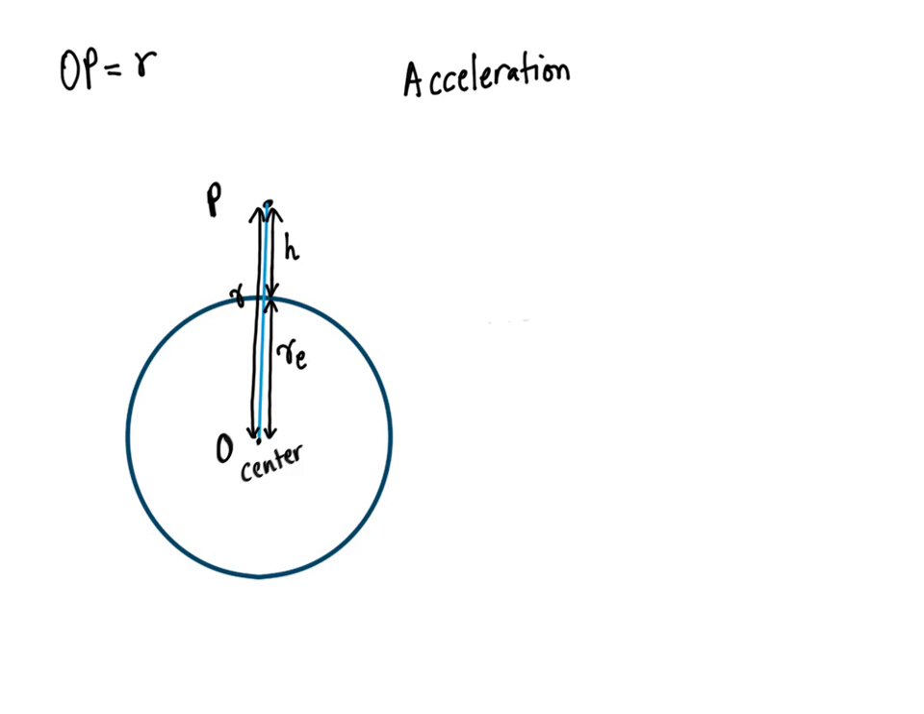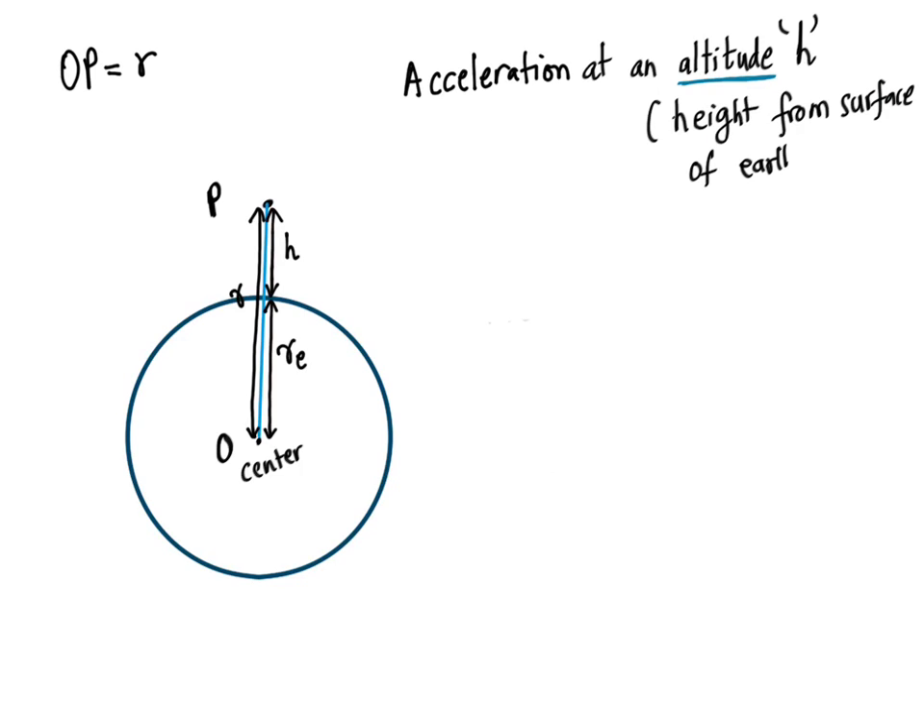Now, if we want to find the acceleration at an altitude h, before what we saw was the acceleration at the surface of the Earth. Now we want to find the acceleration at an altitude h. Altitude means the height from the surface of the Earth. Here point P, as we can see in the picture, is at a height h from the surface of the Earth. So in this case, the acceleration is given by this formula.